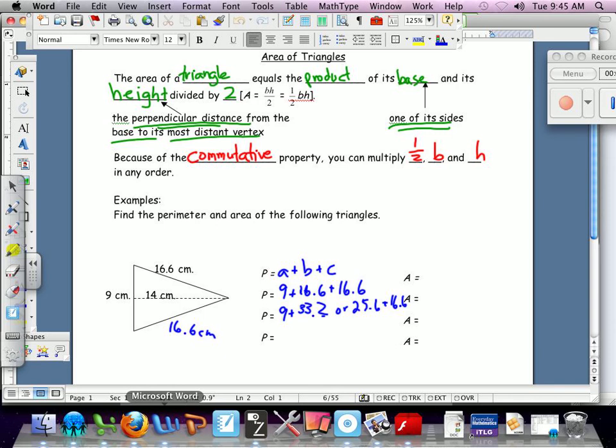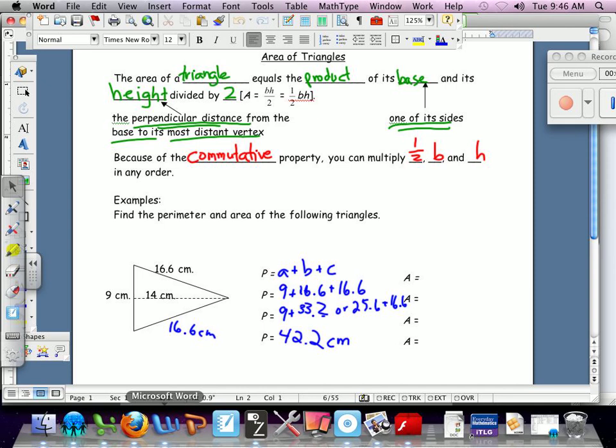So when I add it up, whether I do the 9 plus the 16.6 first, or the 16.6s added together first, I should get 42.2. And what's my label going to be for perimeter of this triangle? Centimeters, not centimeters squared, because remember perimeter is when I could take a string and go along the outside of it and then say how long was that string. So it's just centimeters.